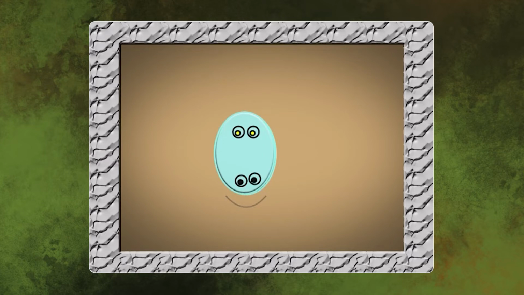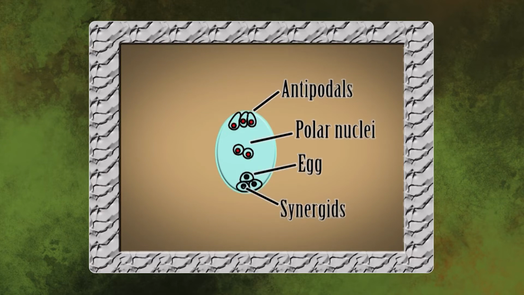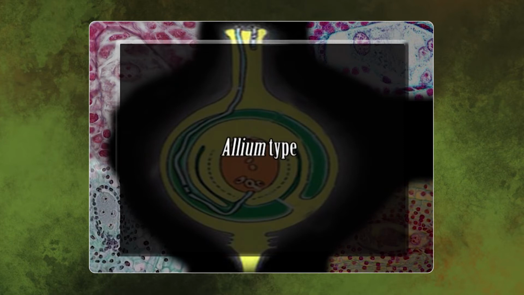Each megaspore nucleus undergoes 2 mitotic divisions, forming 8 nuclei. The final organization of the embryo sac is similar to the Polygonum type. Bisporic embryo sac is again of 2 types. First, the Allium type. The embryo sac in the Allium type is derived from the chalazal dyad.